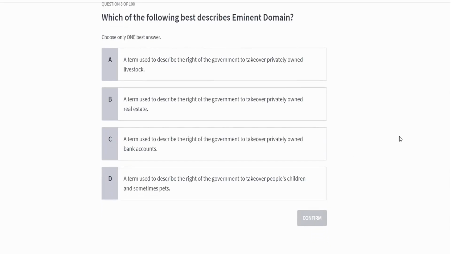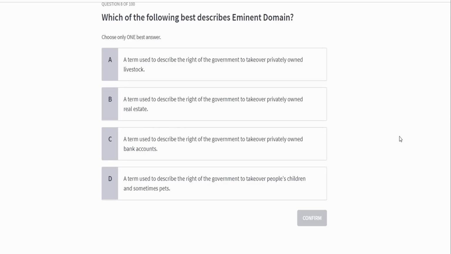All right, 8. Which of the following best describes eminent domain? Ooh, fun one. I love talking about this stuff. All right, so choose one of the answers, obviously. And we have four options. So there's A, a term used to describe the right of the government to take privately owned livestock. B, a term used to describe the right of the government to take over privately owned real estate. C, a term used to describe the right of government to take over privately owned bank accounts. Or D, a term used to describe the right of government to take over people's children and sometimes pets.